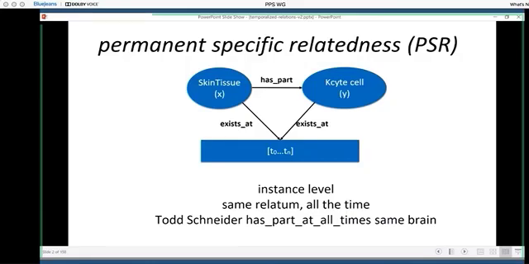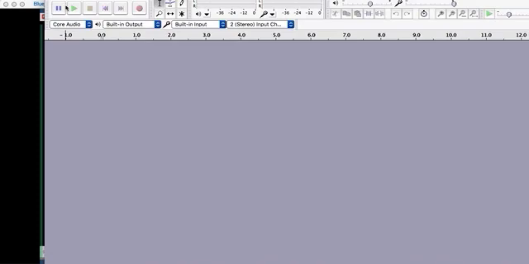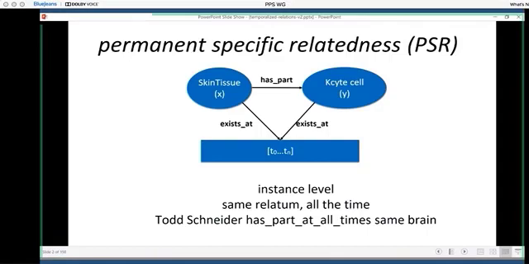We can express the simplest case. Some of the cases in your skin may stay in your skin for the whole of your life. And so we have a relation like this, which we call permanent specific relatedness. A specific cell is a part of your skin for the whole of the life of your skin. We all have brains, and so Todd's brain is a part of Todd for the whole of Todd's life. We do not yet have brain transplants. So this is an example of has part at all times on the instance level.